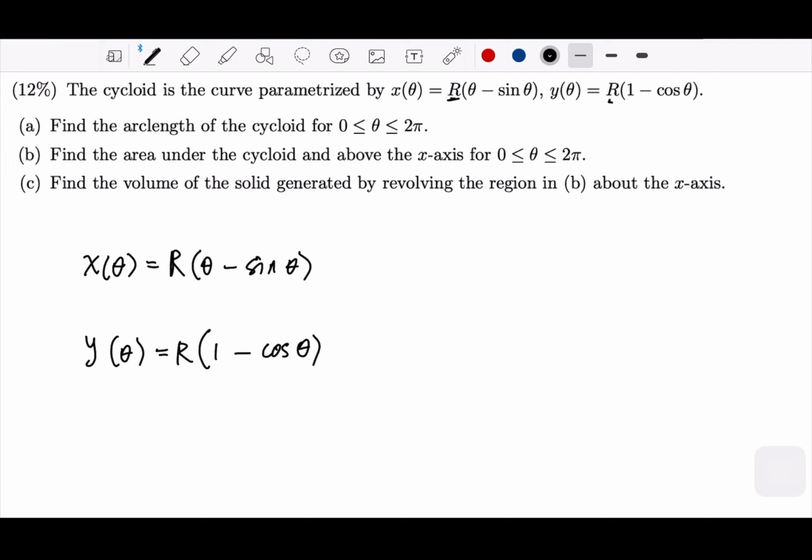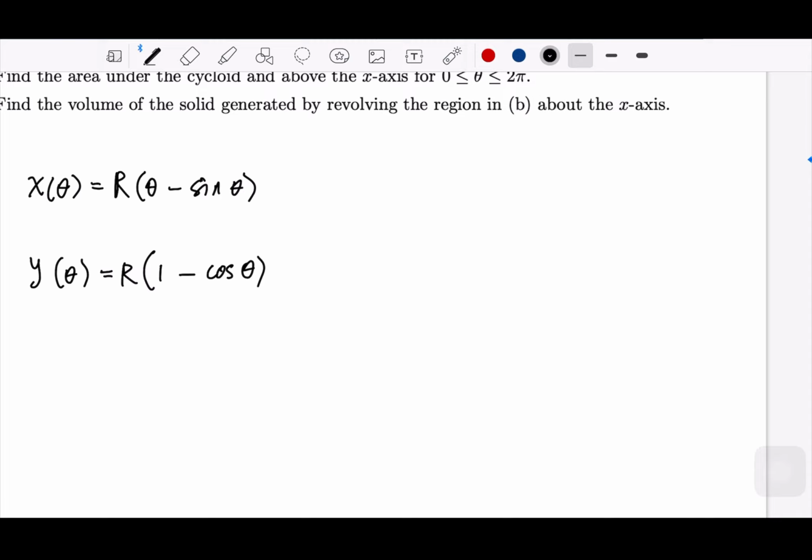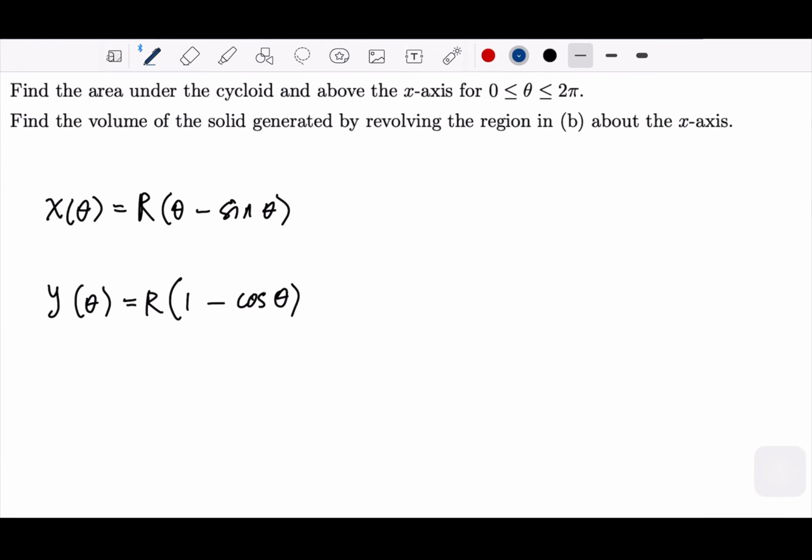Before we continue, I want you to try these questions by yourself, and then we can compare the results at the end of this additional video. You can pause the video and try, but if you want to know the results, let me show you. First we can take the first derivative of each equation. R is just a constant, so this is r(1 minus cos theta), and the derivative of y is r sine theta, because the other term becomes 0, right?